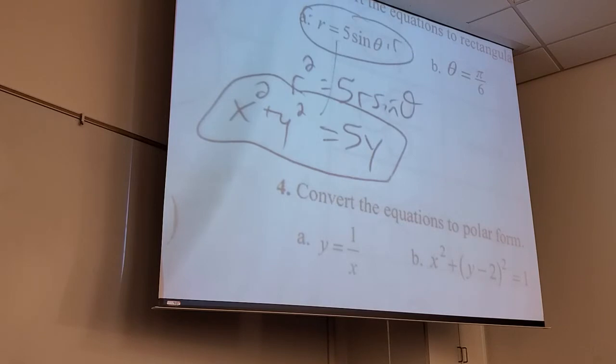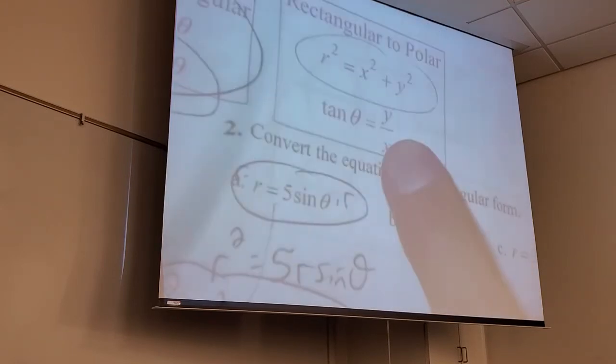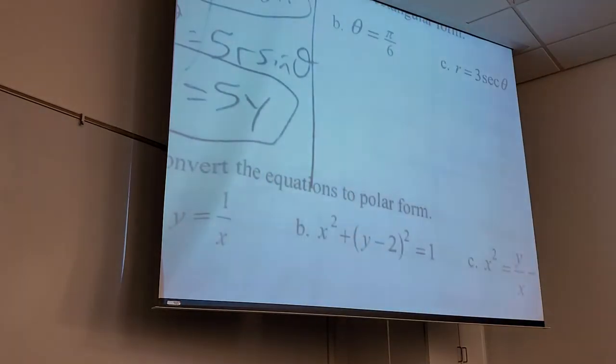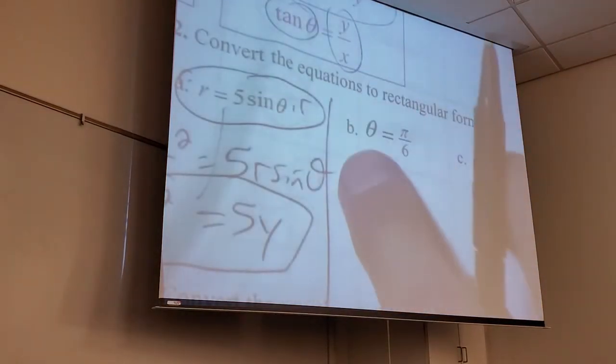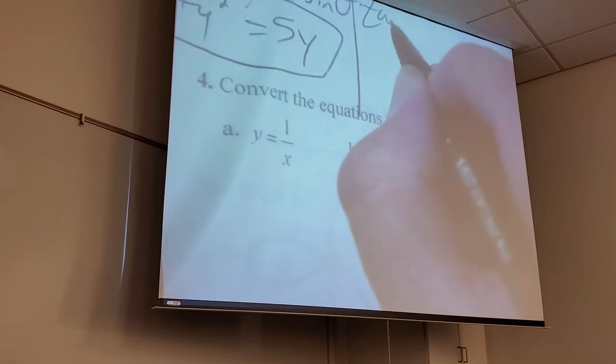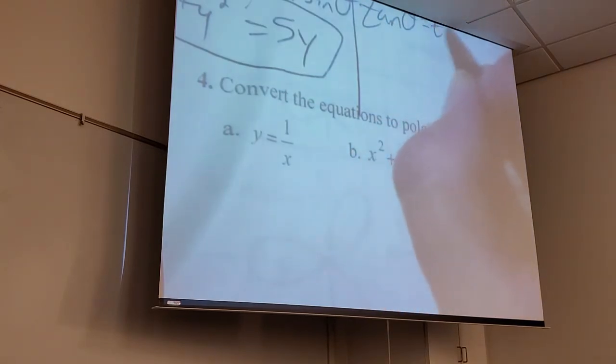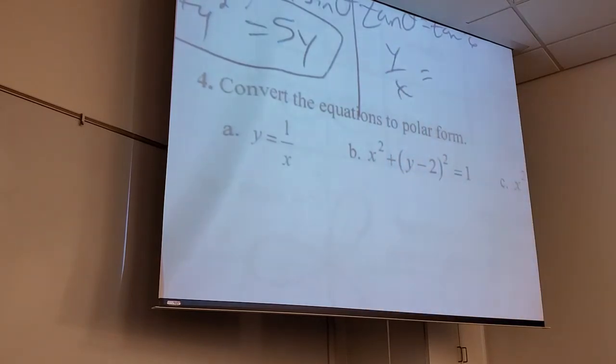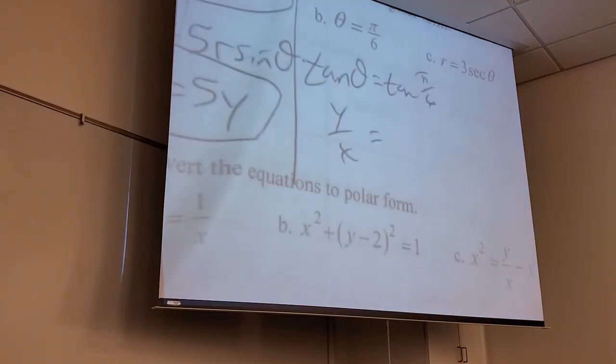tan pi over 6 equals y over x. If I take tangent of both sides, what is tangent theta in terms of rectangular? Y over x. So let's take tangent of both sides. If I see a tangent theta, I can replace it with y over x, right? So let me make a tangent show up. Tangent theta is y over x, yes? What's tangent of pi over 6? Square root 3 over 3.